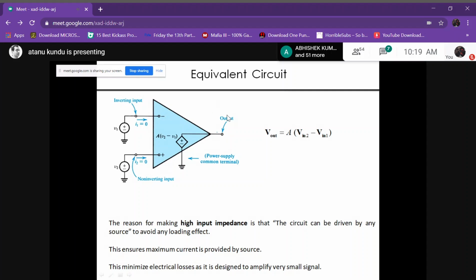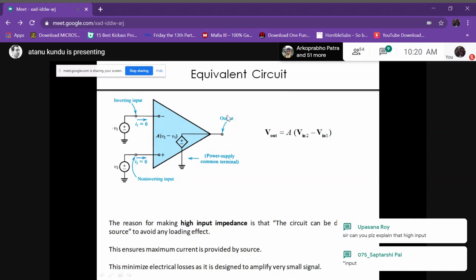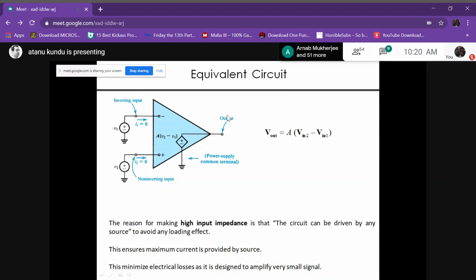Sir, what's the reason for making the input impedance high? Please explain again. The reason for making the input impedance very high: why is the op-amp designed? The op-amp is designed to amplify small signals, right? Small signals are the signals we basically use in communication. In the receiver antenna, the signal we get is very small.